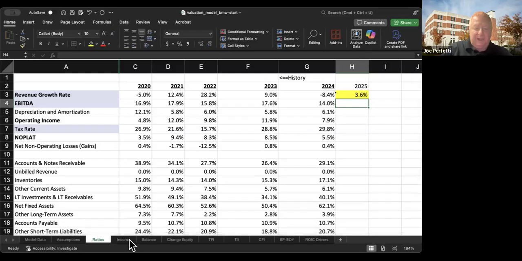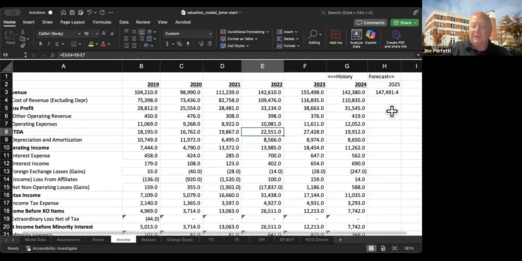And I notice on my income tab, 147,491.4 euros. So that's the point. The ratios drive the number. That is a best practice in building out a modeling forecast. But I don't want you to do that.